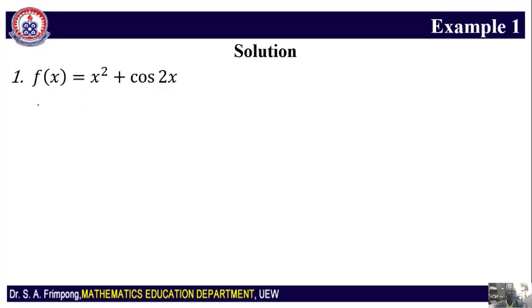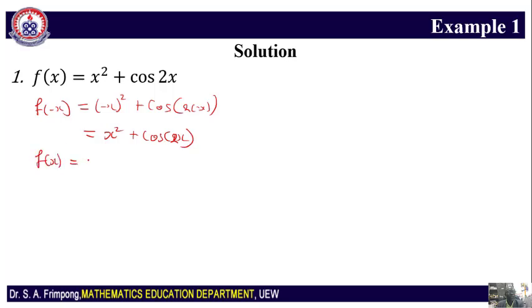The ideal way is to compute f of negative x. By virtue of this definition, you are going to have negative x squared plus cosine of 2 times negative x. If we simplify this, negative x squared is x squared, and cosine of negative 2x is the same as cosine of 2x. So I can say that f of x is equal to f of negative x, and therefore the function is even.